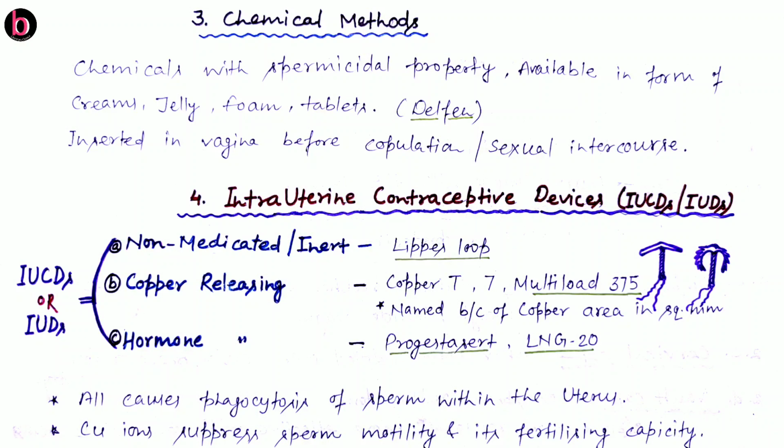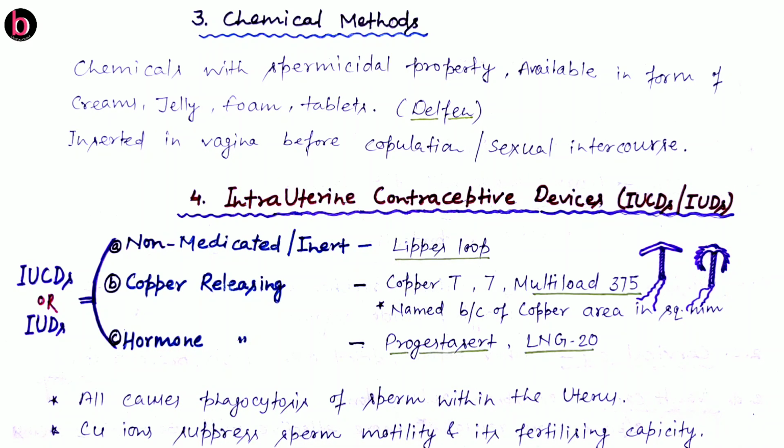Hello friends, in this video lecture we will discuss the remaining 6 categories of contraception. In the previous video lecture we discussed only the first 2 categories of contraception or birth control, that was natural method and barrier method. Out of the remaining 6, the first one is the chemical method of contraception.